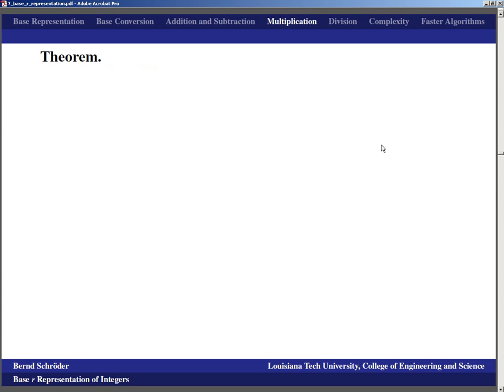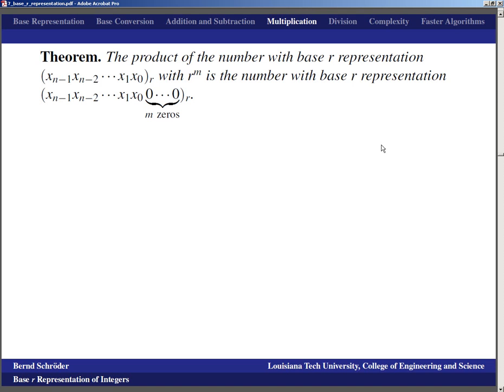Multiplication, okay, now it gets a bit hairier, because what do we know? I mean, we know from school multiplication takes longer than addition and subtraction, because multiplication is essentially repeated addition, and that's also going to carry through here. So the first thing we're going to do here is to just see how we can break the customary algorithm up. And if you take the product of the number with base R representation being given by these digits here with R to the m, then that is the number with base R representation being the same digits, only with m zeros stuck into the back.